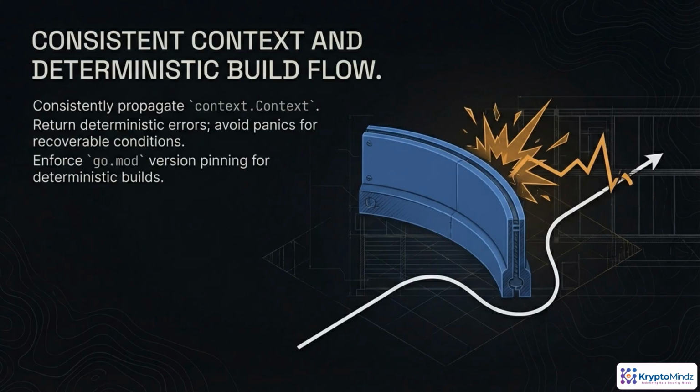Deterministic behavior in Cosmos SDK work starts with how you handle context, errors, and builds. Always thread a context.Context through your module APIs and ABCI logic. That lets you cancel work cleanly on timeouts, shutdown, or height changes. Prefer deterministic typed errors over panics. Panics should mean this process is unrecoverable, not that a user sent bad input. And lock your toolchain. Pin Go and all module versions in go.mod, so every node compiles identical binaries, which is essential for consensus.